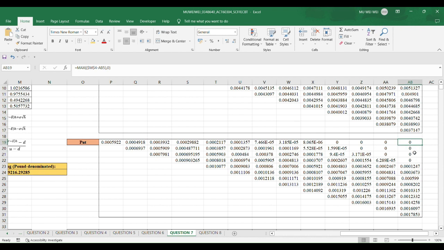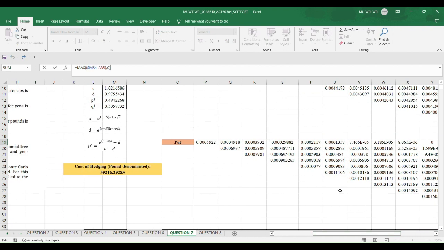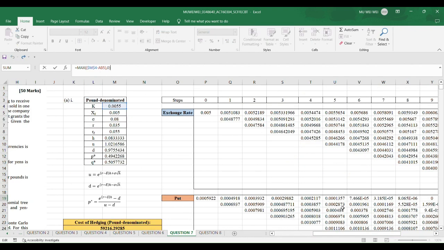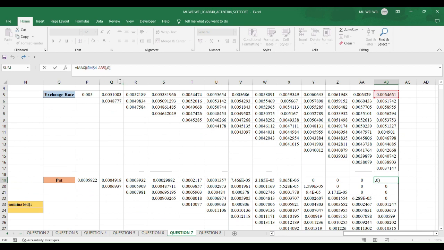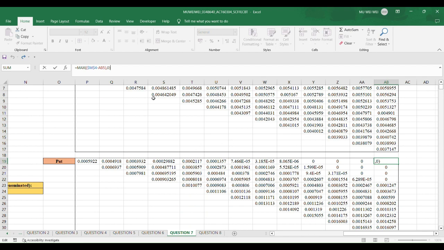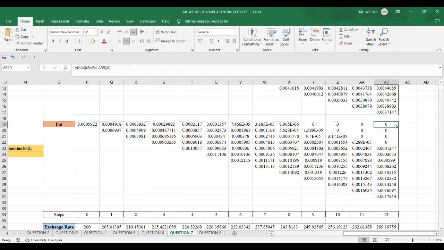So for the 12th period, for put option, it is K minus ST. So we use the max function to find the difference between the K and the value right here. We use the max function because we only want it to return a positive value. So if it is a negative value, it will return it as 0. So we can see that it returns as 0 for this cell right here. And then the same goes for the following cells below. And we can see that it starts to return a positive value for these nodes right here.